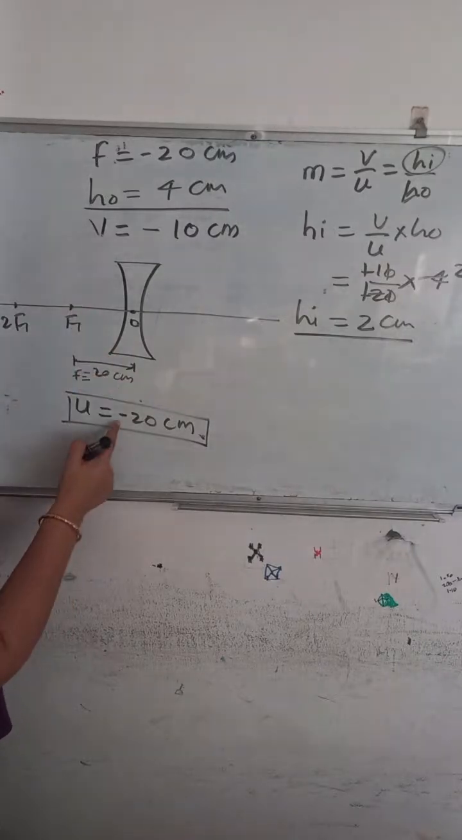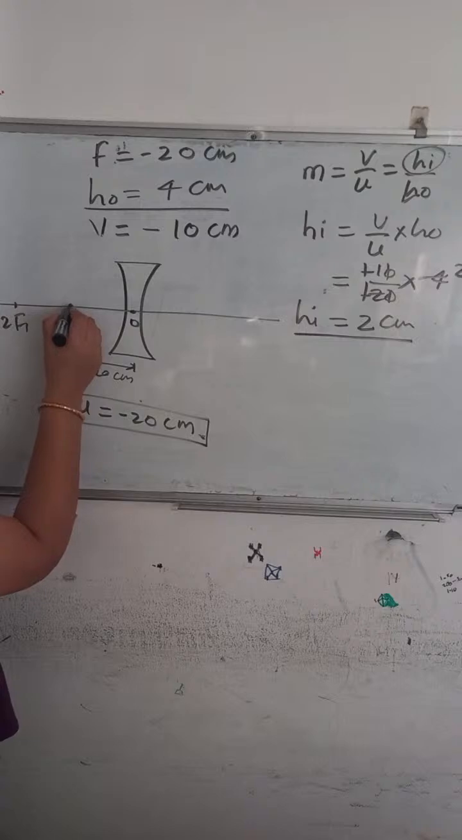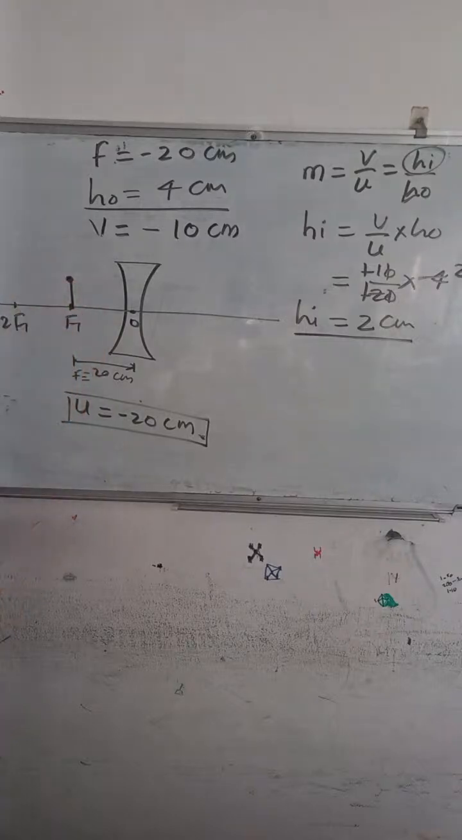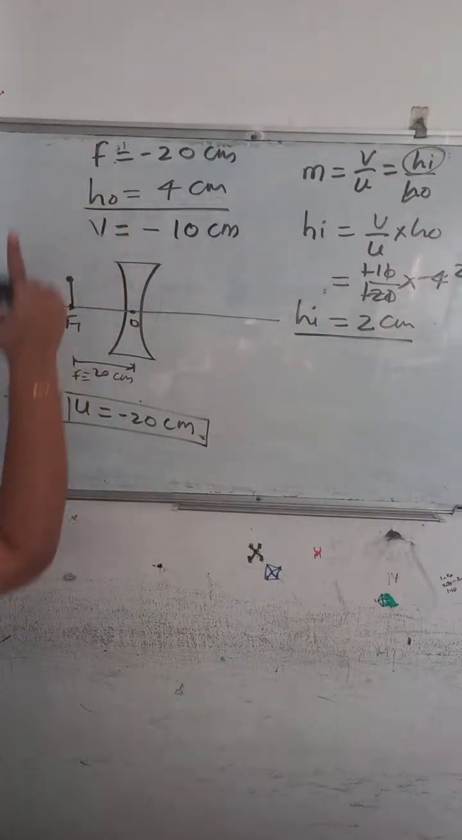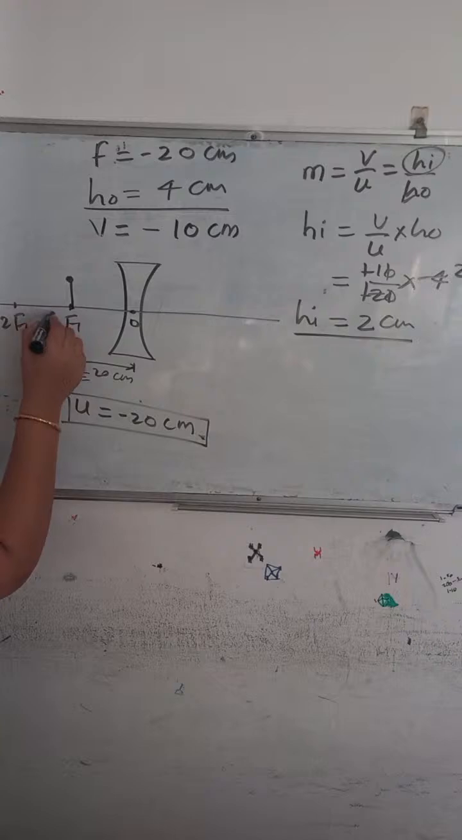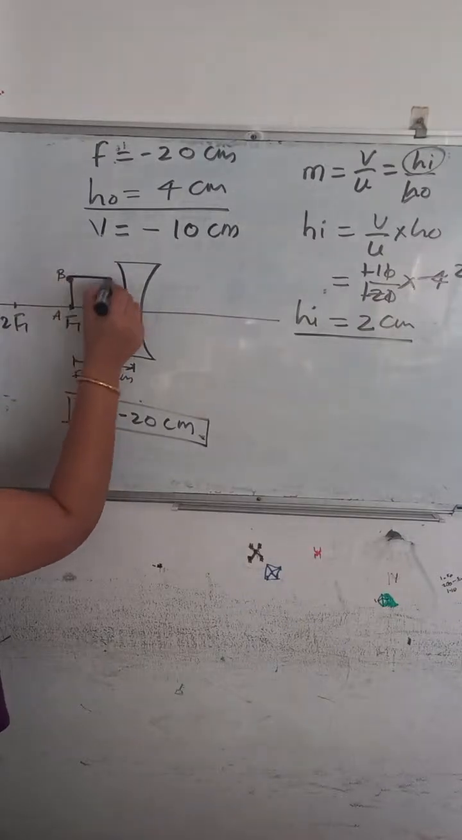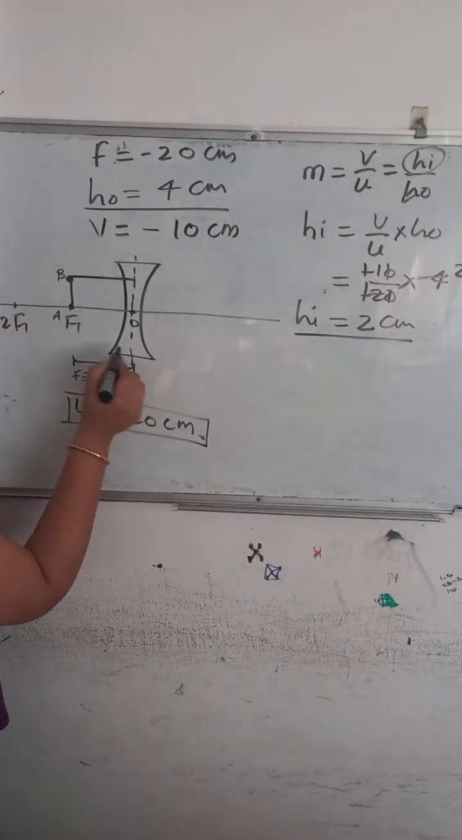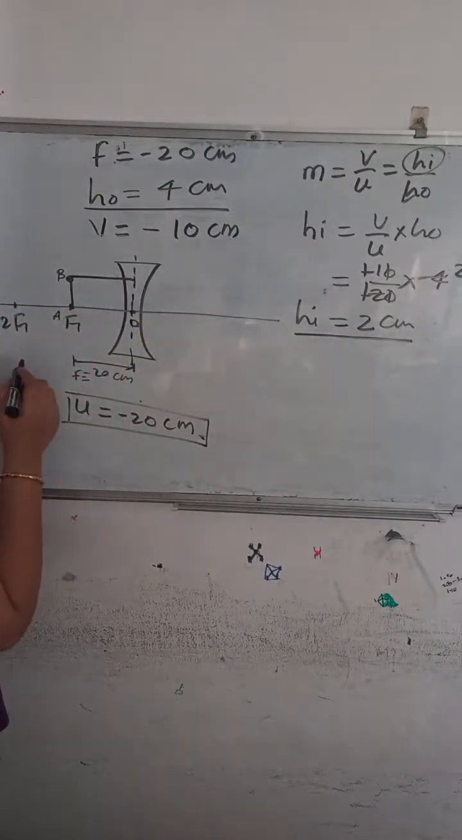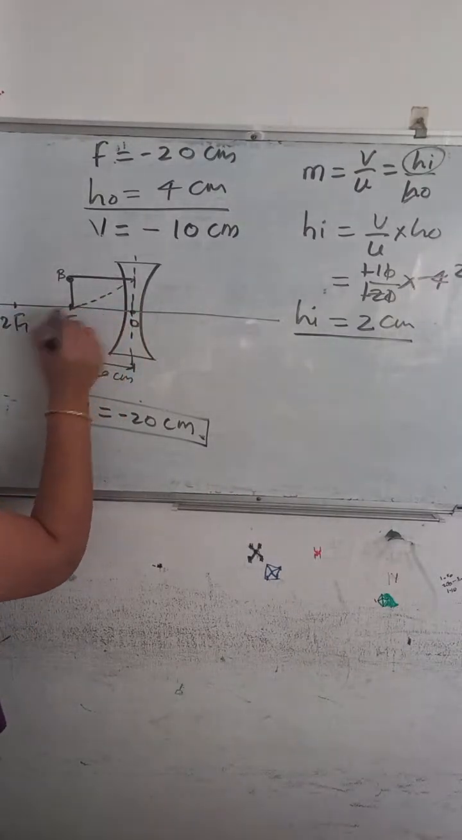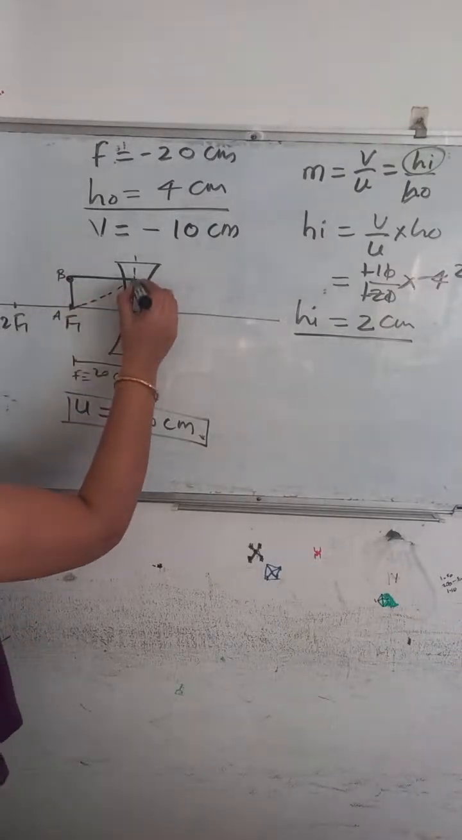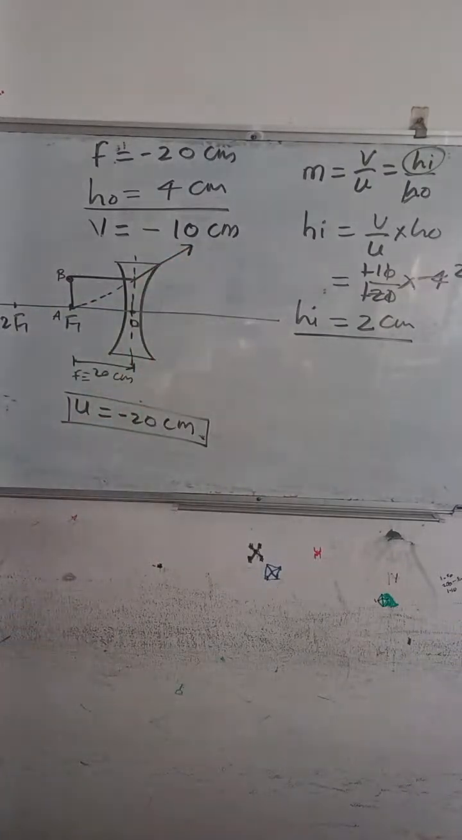Then u, I got it as minus 20. That means my object is on the focus. Focal length is also minus 20, u is also minus 20. Suppose I take this as a and b. Now the first ray, which is traveling parallel to the principal axis, appears to focus at point f1, but it gets diverted. There is a divergence. So this is the first.